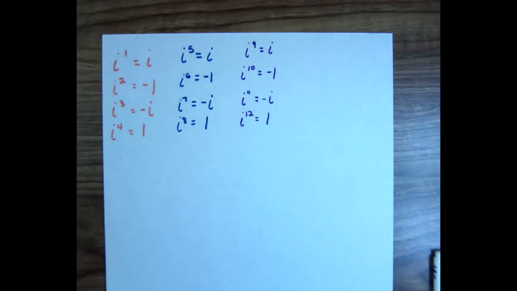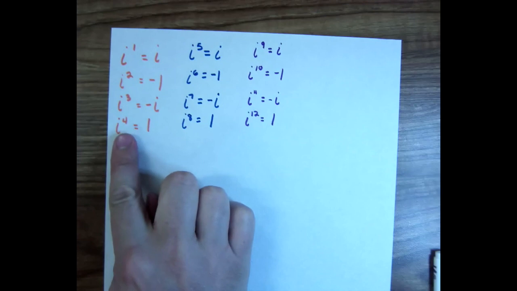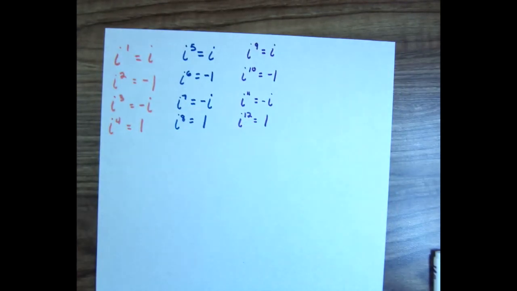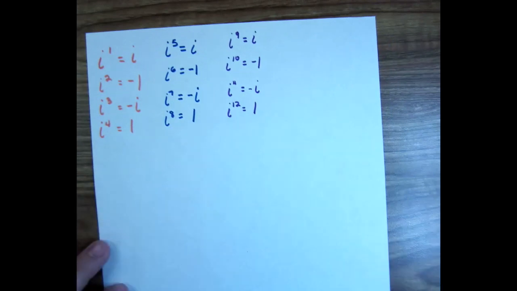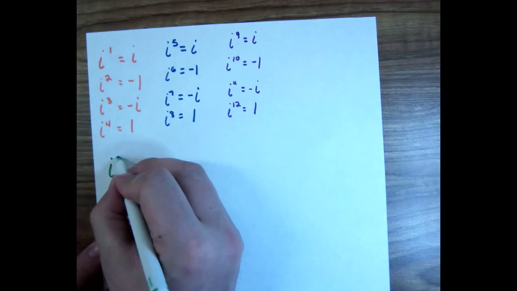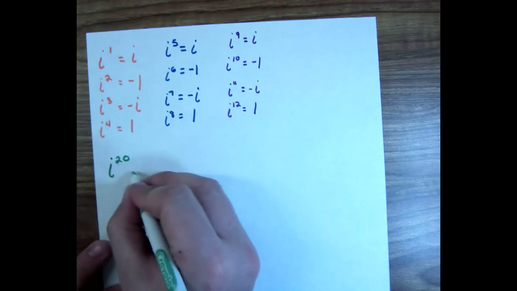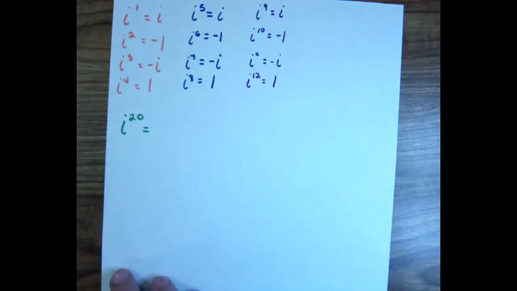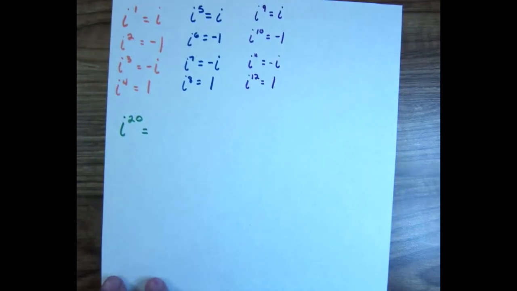What I want you to notice is that every time you have an exponent that is a multiple of 4, 4, 8, 12, all of them, the answer is 1. i raised to a power that is a multiple of 4, the answer is 1. So if I were to ask you, not that I ever would, to find something crazy like i to the 20th, yeah, 20 is a multiple of 4.